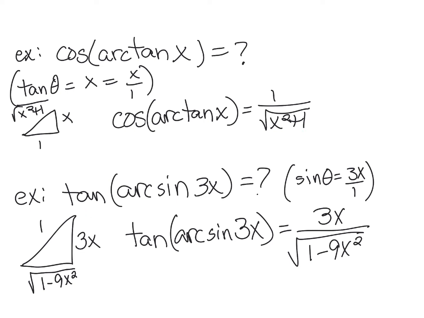Take the tangent of the angle where the sine equals 3x. Well, 3x is 3x over 1. Sine is opposite over hypotenuse. Pythagorean theorem: this is the hypotenuse squared minus the other side squared. Take the square root. I'm trying to find the tangent of that angle. I get 3x over the root. Boom.